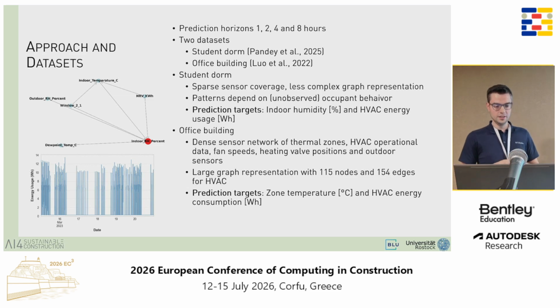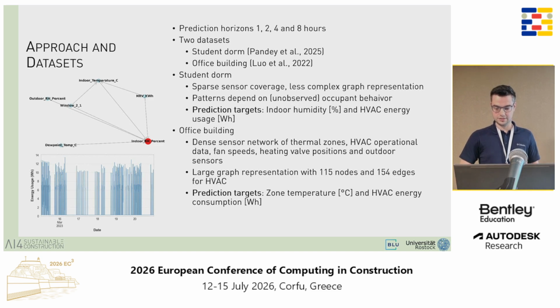So, also we compare this to an office building where we have a dense sensor network of thermal zones, large number of HVAC operational data, fan speeds of individual zones, heating valve positions, and outdoor sensors. This results, for example, for our task, we have zone temperature and HVAC energy consumption in a large graph representation of 150 nodes and 154 edges.